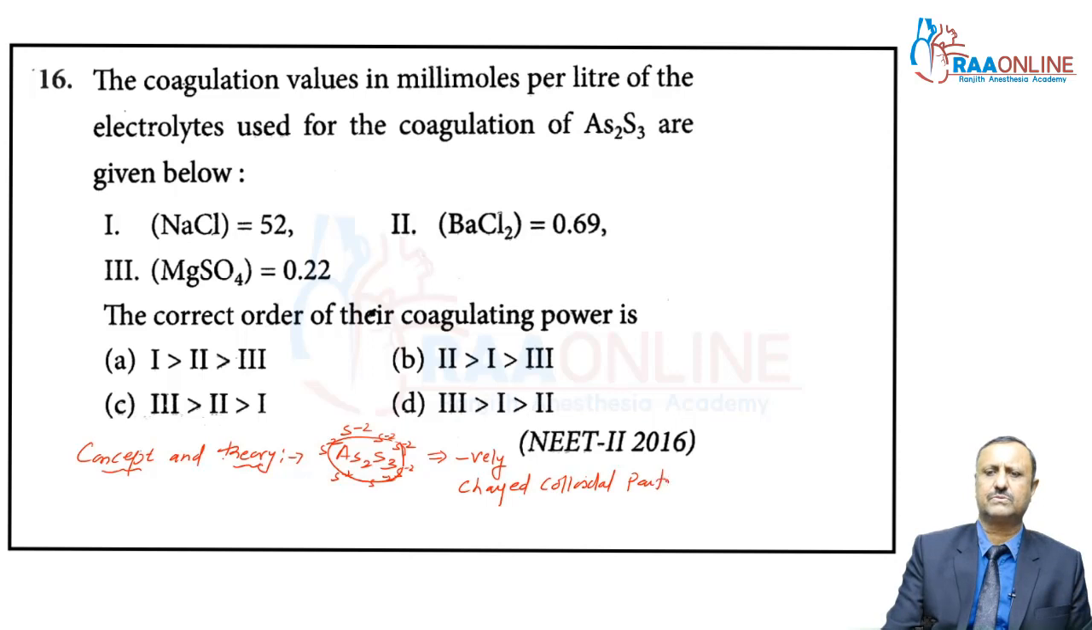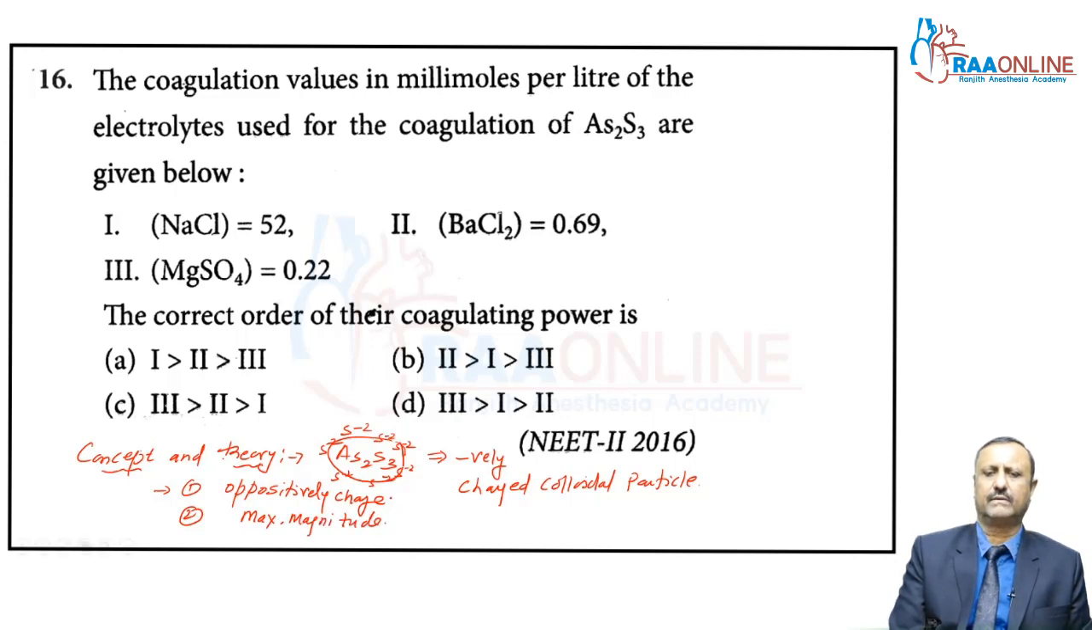Now, what is the question, my dear students? The question is about the coagulation values in millimoles per liter of the electrolytes, and the correct order of their coagulating power. My dear students, the electrolyte which is positively charged is the coagulant of this colloidal solution of arsenic sulfide. So, number 1, we take the positively charged electrolyte. Number 2, the one with maximum magnitude of charge.